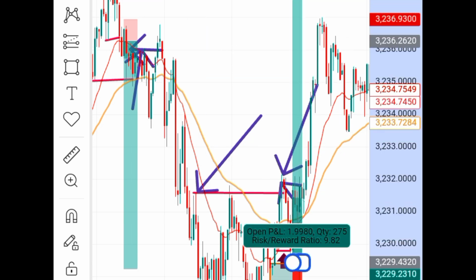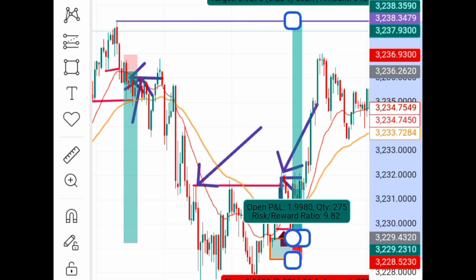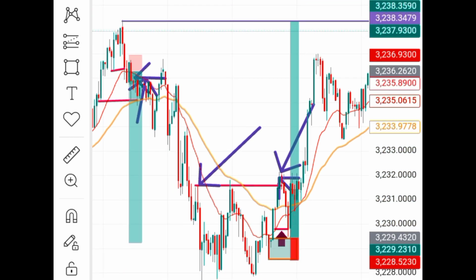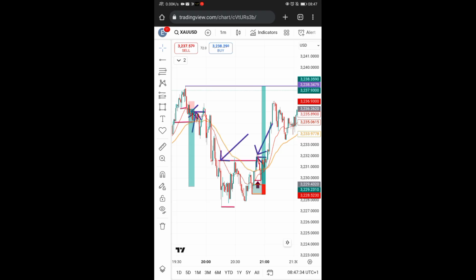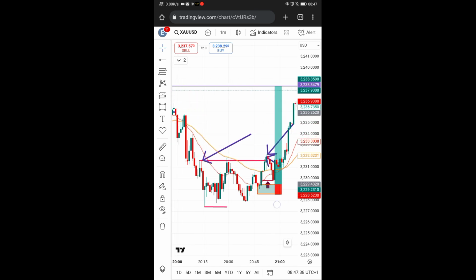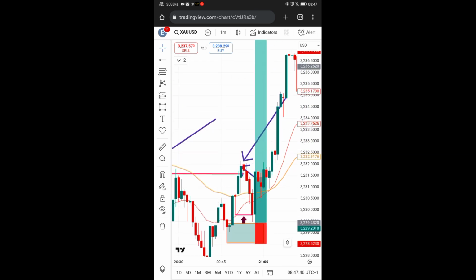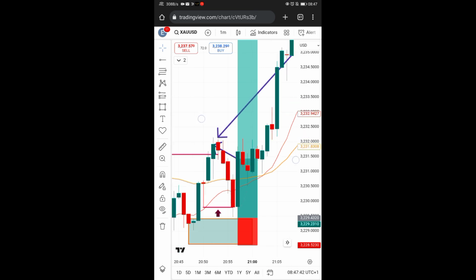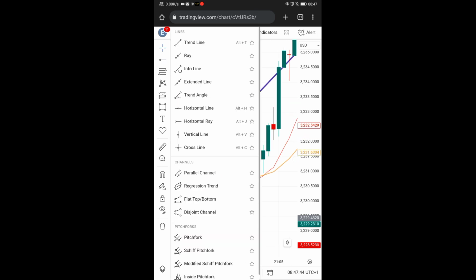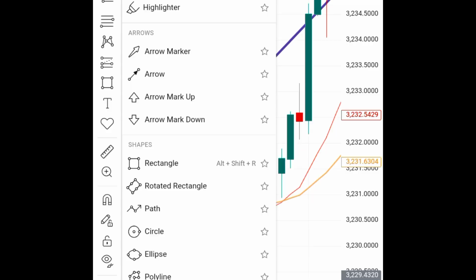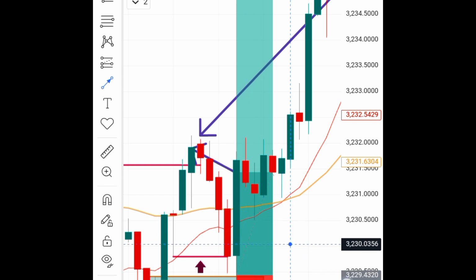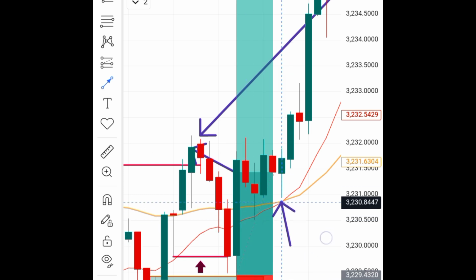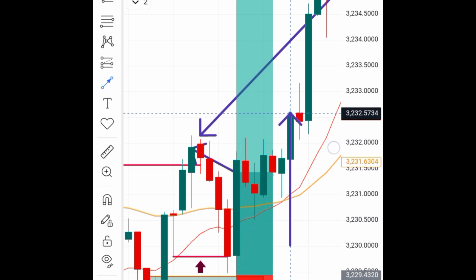We were able to have 1:9, almost 1:10 RR on that zone, just by using the 1 minute chart, liquidity, structure, moving average, and so on. And then after the moving averages cross together around this zone, it gives us an engulfing candle right here.